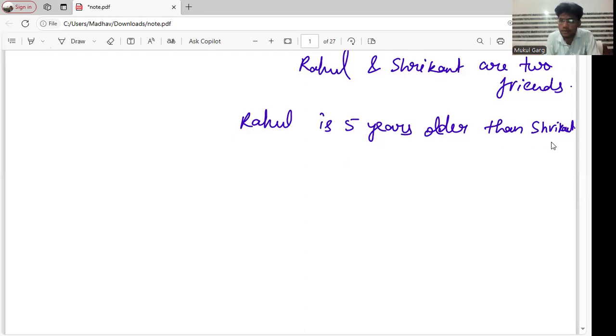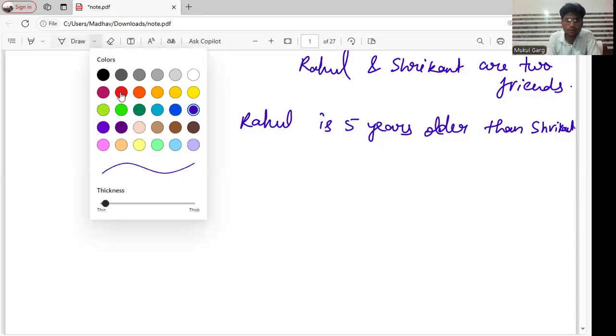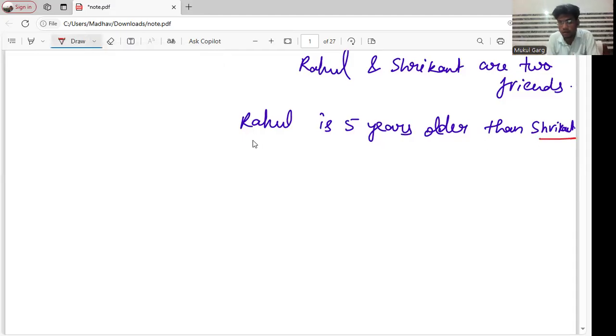See, I do not know the age of Shrikant, and I do not know the age of Rahul. I do not know their exact age. So their age may vary. Vary मतलब change होना. Okay, so their age can vary. एक होता है VERY और एक ये होता है vary. इसका मतलब होता है change होना. ठीक है. So their ages can vary. So I am not sure about their ages. So in mathematics, the things for which we are not sure, we assign a variable.